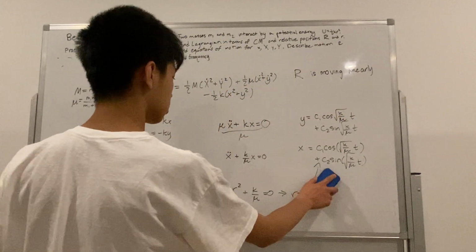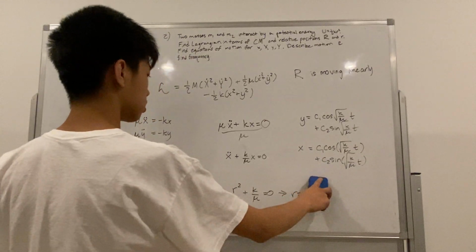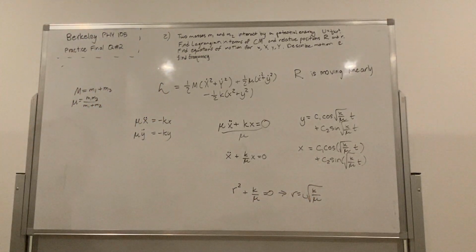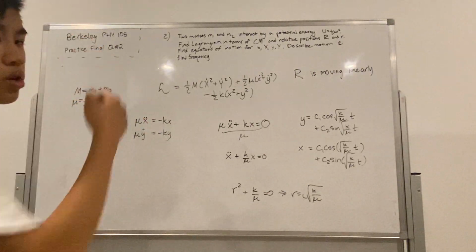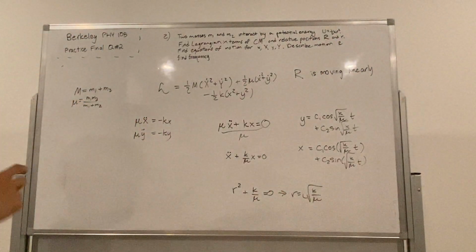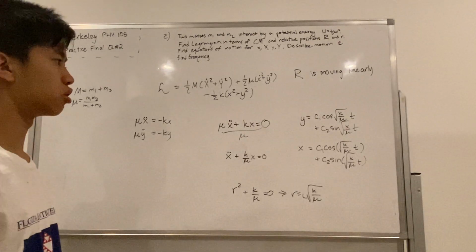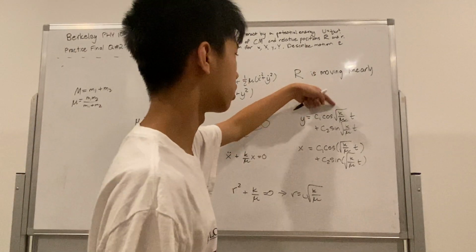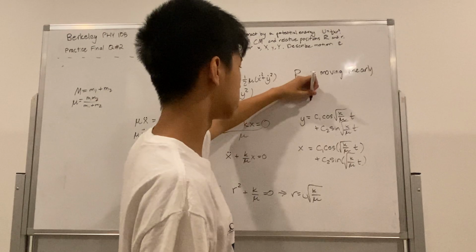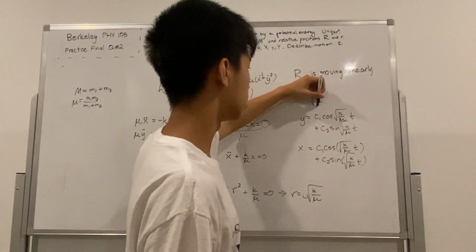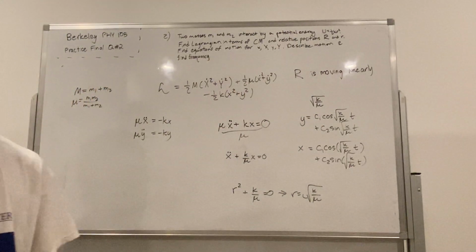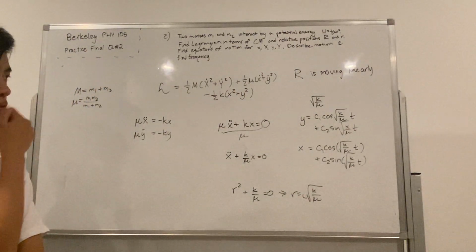Okay, so describing motion and the frequency. Well, the frequency is kind of obvious. It's right here. So the frequency is going to be square root of k over mu. And we're pretty much done.